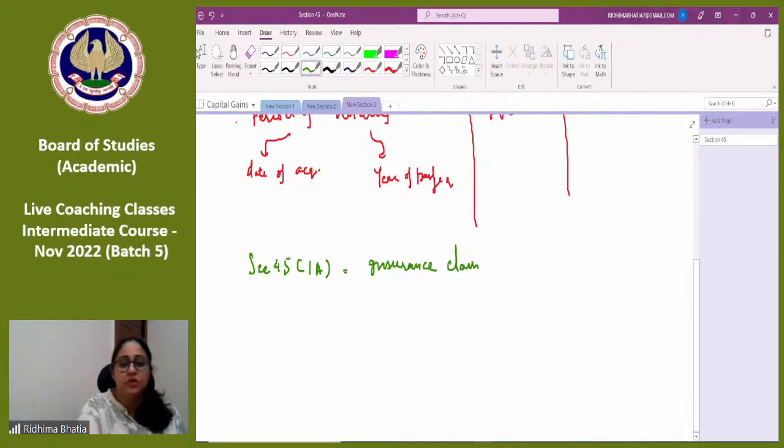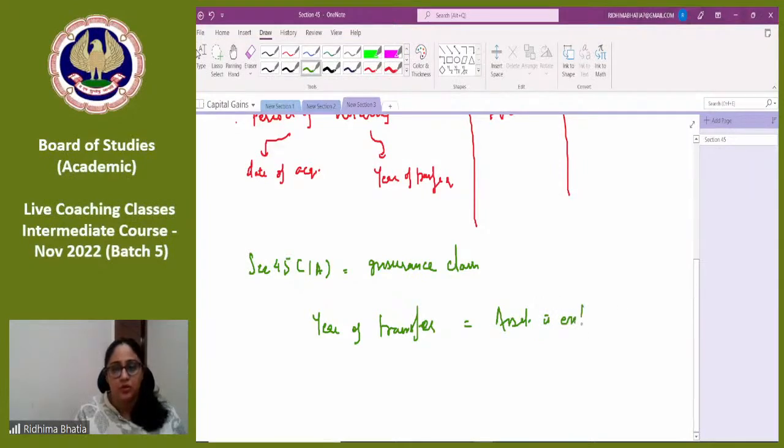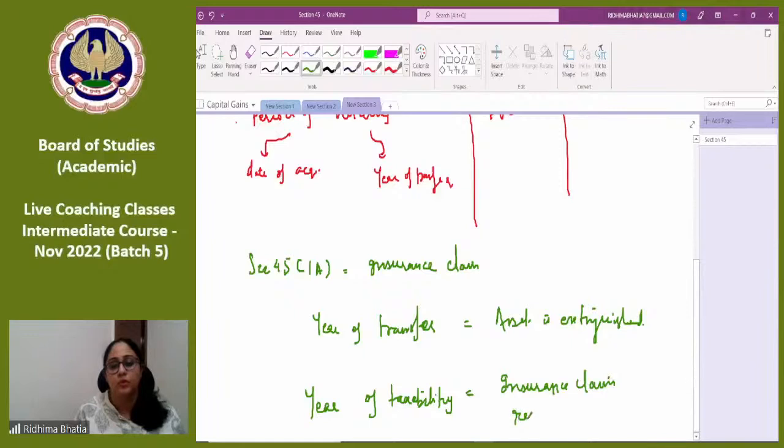So my year of transfer would be when the asset is extinguished, right? That is when the damage happened. But here the year of taxability would be different. I'll tell you the reason why. The year of taxability would be the year in which you receive the insurance claim.